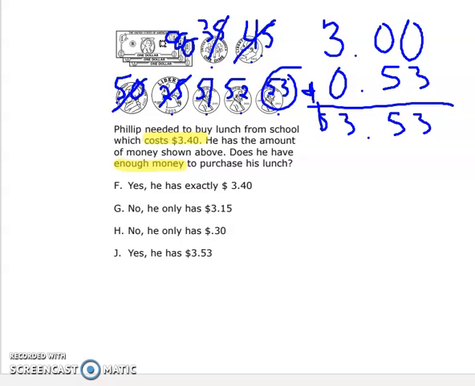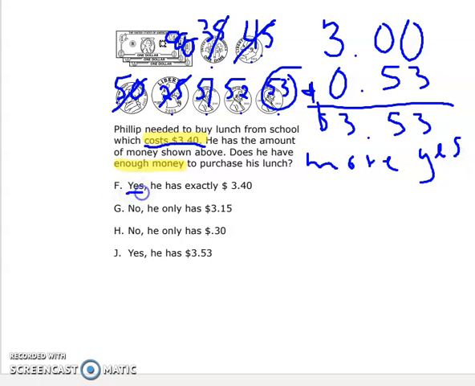So you tell me, boys and girls, think about this. Does he have enough money? What does enough money mean? Good job. He does. He has enough money because lunch only costs $3.40. We saw that right here. And he has more than that. He has more money than he needs, right? So let's look at our answer choices. Which one of the answer choices would we select for this? It says yes. So did we say yes, he has enough money? Yes, he does, because he has more money.